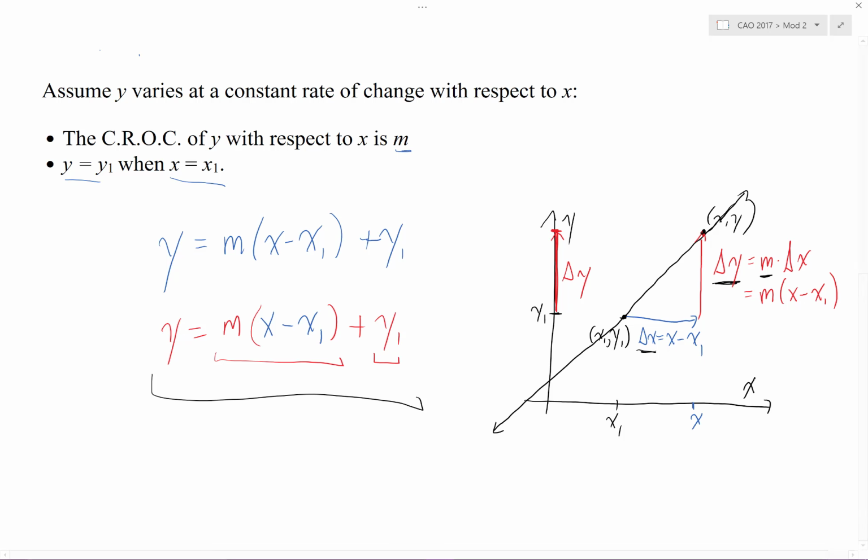Now, in the next investigation, we'll continue practicing this reasoning and using this new formula, as well as look at some special cases of linear relationships.